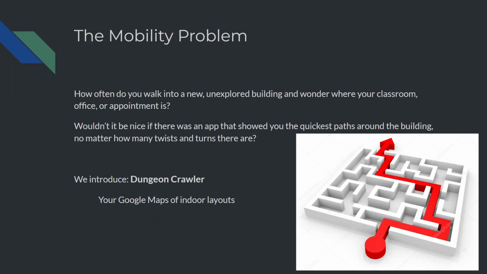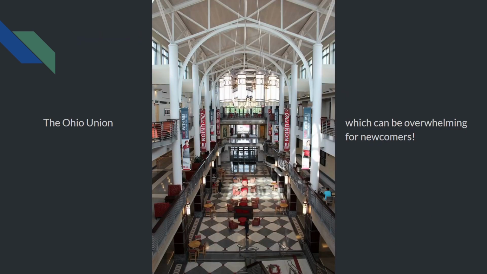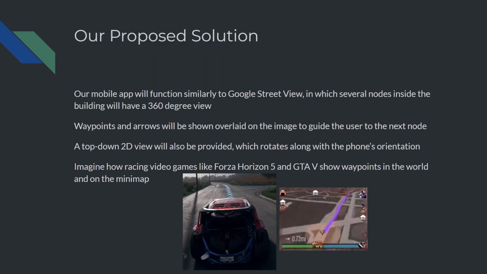How often do you walk into a new, unexplored building and wonder where your classroom, office, or appointment is? Wouldn't it be nice if there was an app that showed you the quickest path around the building, no matter how many twists and turns there are? So we introduce to you Dungeon Crawler, your Google Maps of indoor layouts. Buildings can be overwhelming for newcomers, but here's a solution to that.